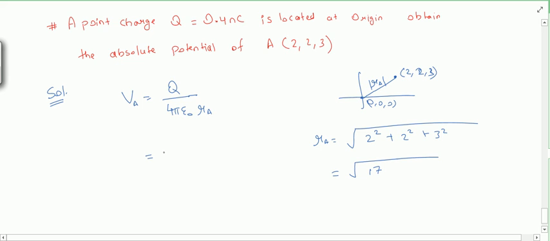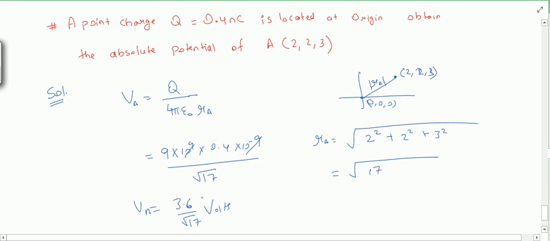So you can write this here. 1 by 4 pi epsilon naught value is 9 into 10 to the power 9 into 0.4 into 10 to the power minus 9 divided by under root of 17. And this 10 to the power 9, 10 to the power minus 9 gets cancelled. 9 into 0.4 is 3.6 by root 17 volts. This will be the absolute potential at A. Absolute potential means with reference to infinity due to the point charge of 0.4 nanocoulomb.